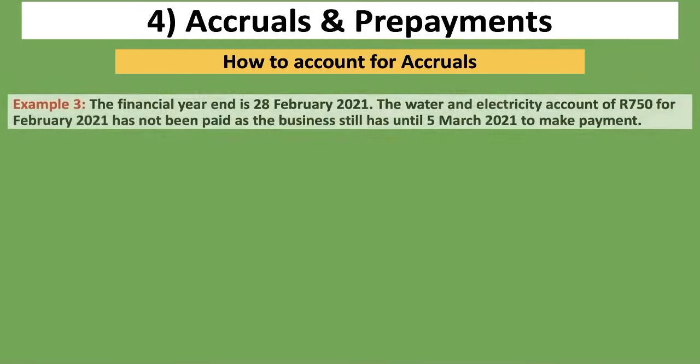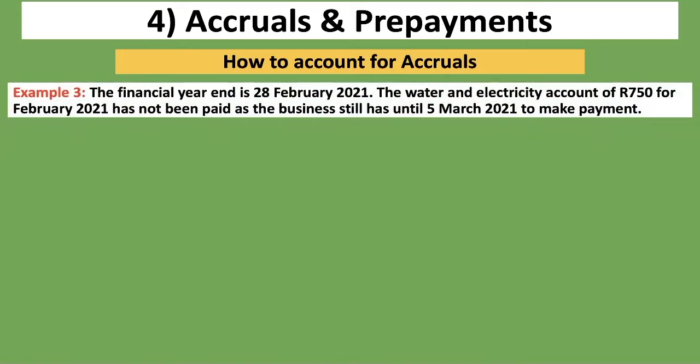Here we are told that the financial year end is 28 February 2021. Again, the water and electricity account of 750 Rand for February 2021 has not been paid, as the business still has until 5th of March 2021 to make payment. So what has happened here? Well, as you can see, we've incurred the water and electricity expense for 750 Rand for February 2021. And does February belong to our financial period? Yes, it does, because our financial year end is 28 February 2021.